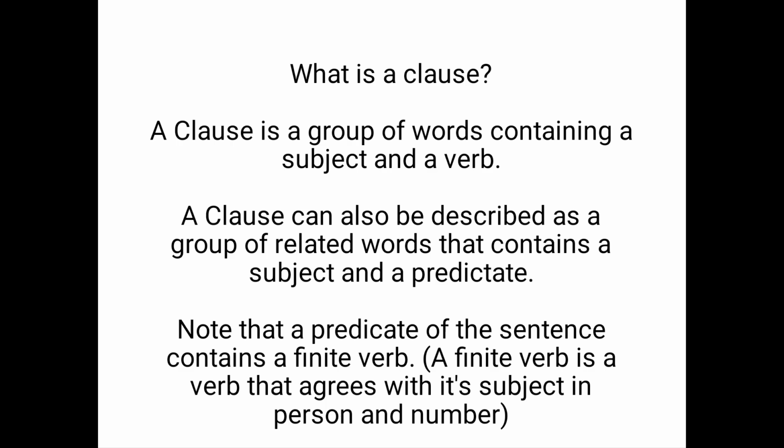So when you have a clause, you have the subject, the doer of the action, and then you have the predicate, which carries the verb, the action that is being done, that agrees in person and in number with the subject. That means if the subject is singular, the verb in the predicate has to be singular. If the subject is plural, the verb has to be plural. That's what it means.